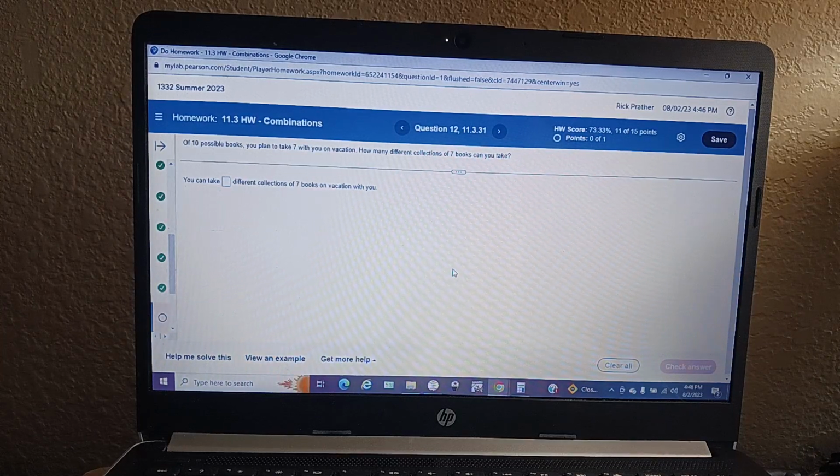Of 10 possible books, you plan to take 7 with you on vacation. How many different collections of the 7 books can you take? So this is very vague right here, and you might confuse it with the other problem if this was just randomly placed on a test somewhere. Because are you treating these books differently or not? Does the order that you read the books matter or not? That could be debatable, actually.